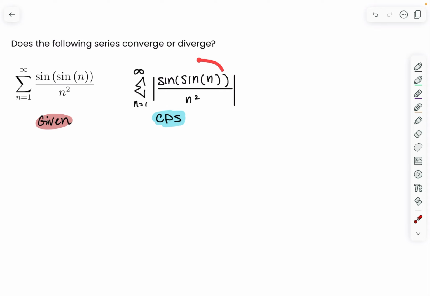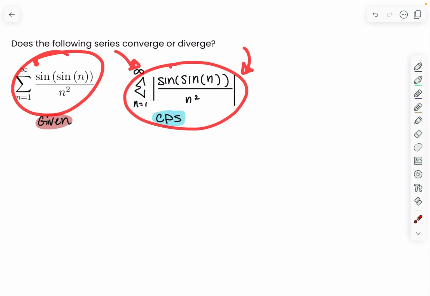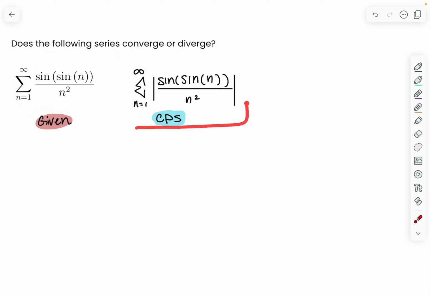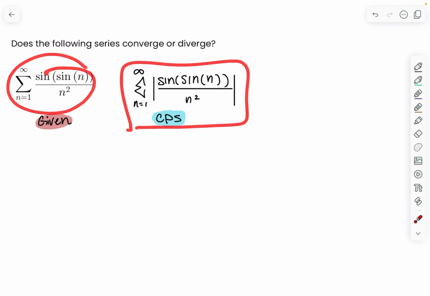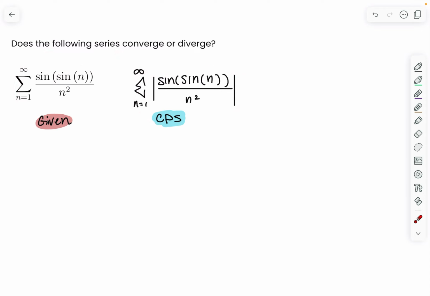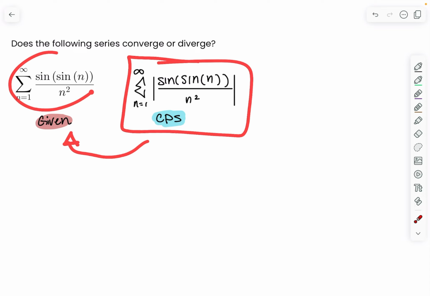But wait, if this is a different series, then what good does it do for us to use a test that we learned on this series if they didn't ask us anything about it? They asked us if the given series converges or not. So what good does it do to test this one if it's not going to tell me anything about my given series, since they're not the same? But here's a secret. Testing this corresponding positive series does tell you something about the given series.